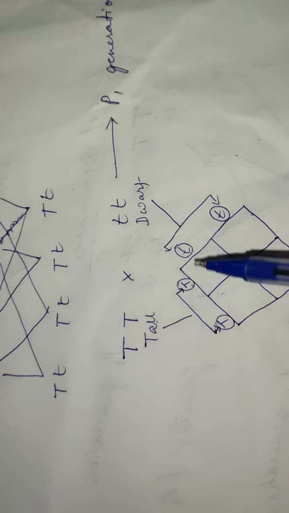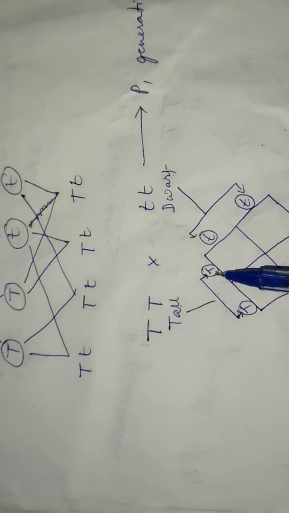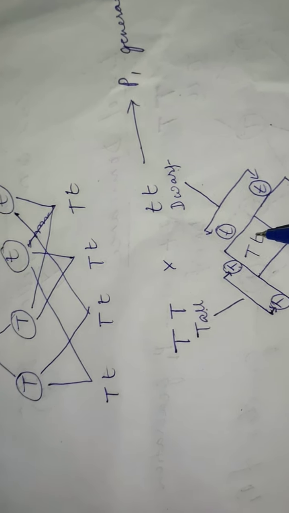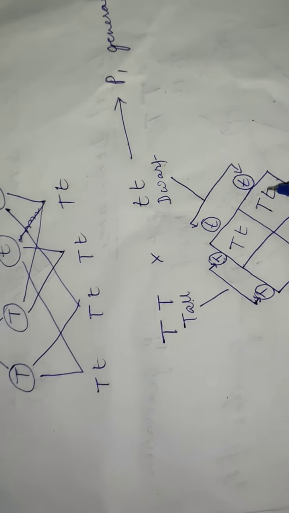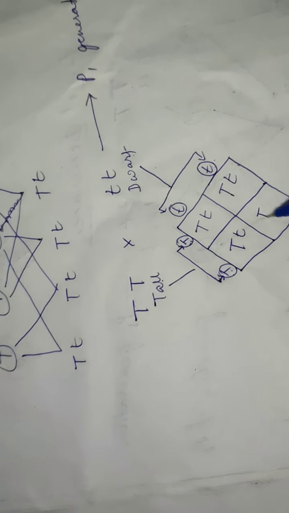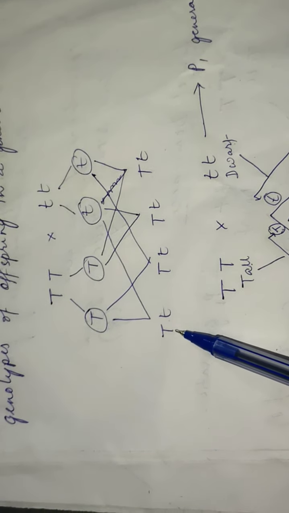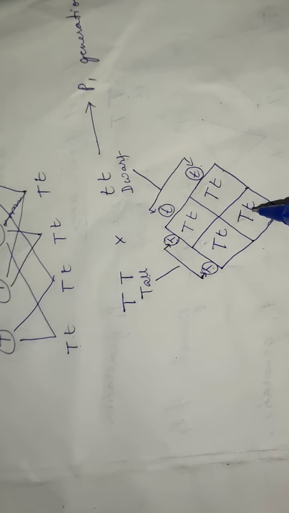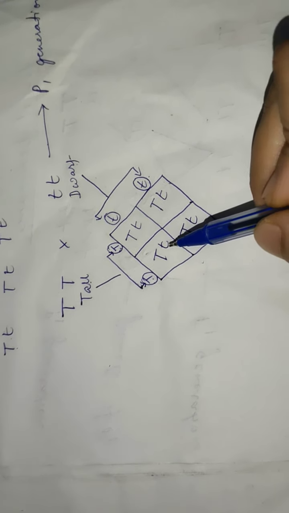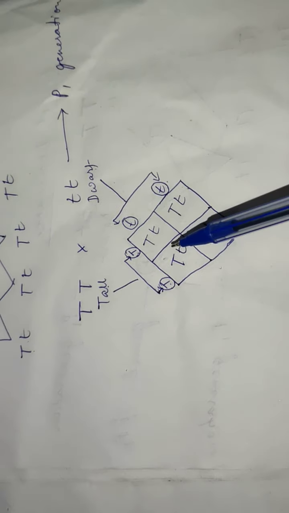Now we have to do the cross. First, if we consider this capital T, then we have to multiply this capital T with these two small t. So the result will be capital T, small t, capital T and small t. Again we have to cross this t with these two. So capital T, small t, capital T, small t. So the results of both the crosses, normal cross and Punnett square, are the same. Is it clear? This is how we have to place the results of a particular monohybrid cross in a Punnett square.